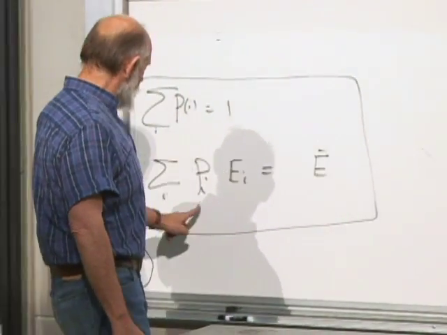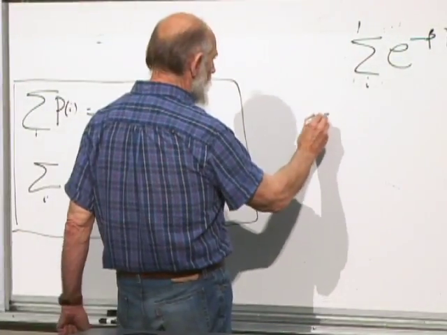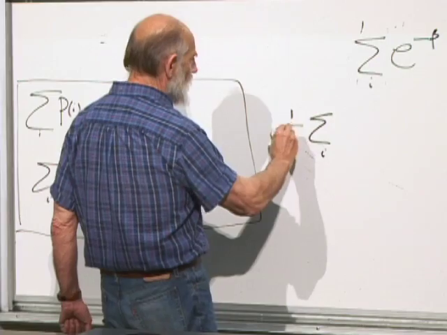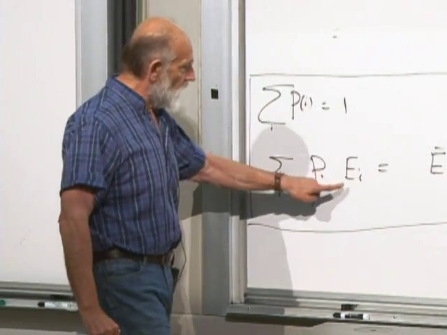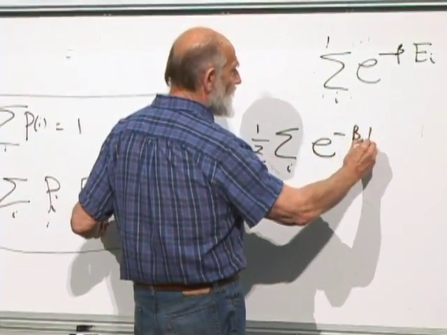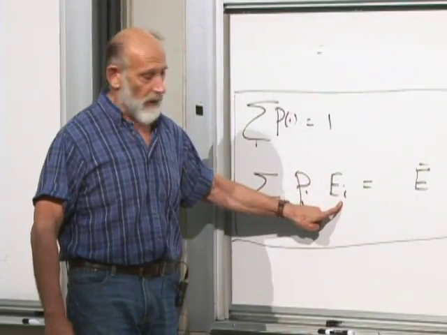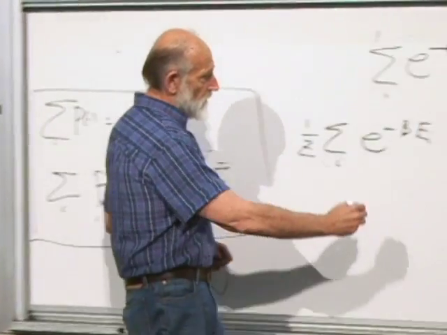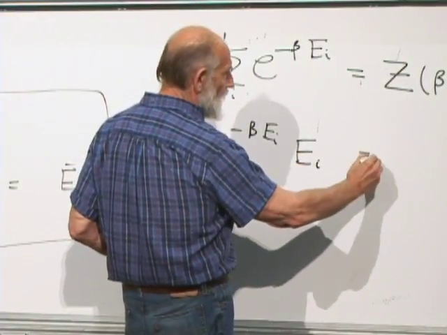Let's write down the formula. Summation over I is again a 1 over Z on the outside. That's because each p sub I has a 1 over Z. And then there is e to the minus beta E sub I. If that's not finished, we have to multiply by E sub I. And that's equal to the average energy.